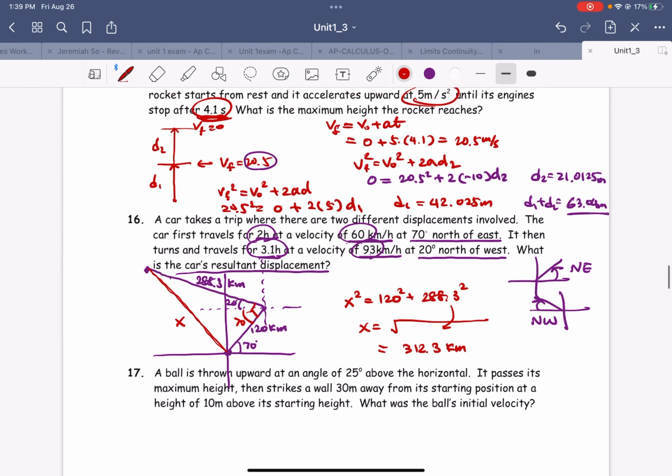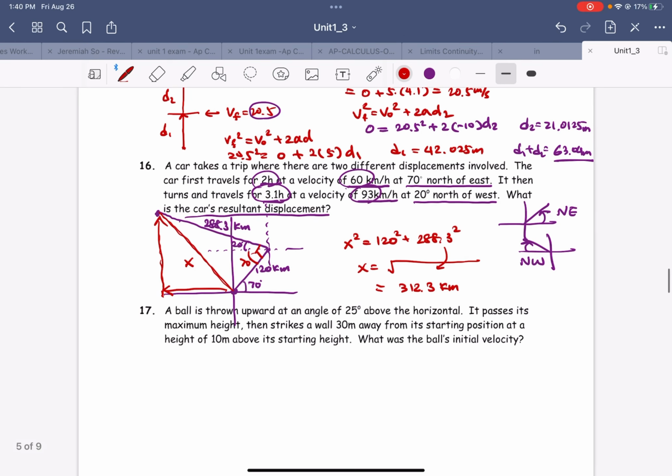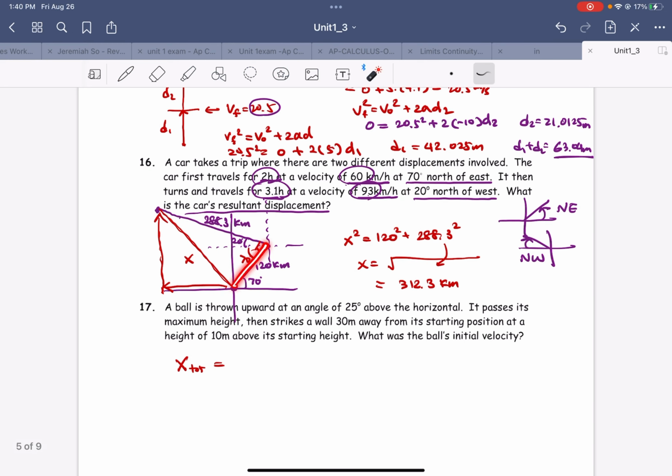You can do it this way, or I know some teachers ask you to use vectors, so you can do this vector and this vector, and then use the Pythagorean theorem. Some people are going to do it this way. Let me write it down here. So let's say x total. Then you can say this horizontal portion right here. When you add up, you end up with this horizontal portion only, right?